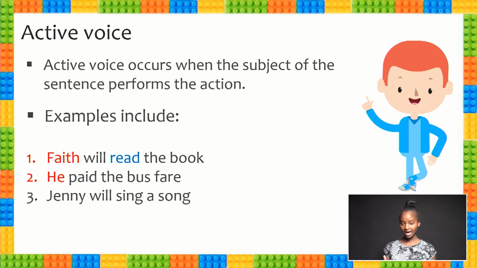He paid the bus fare. We don't know who, but we know he paid the bus fare. The action is paying the bus fare, and whoever did it is he. Jenny will sing a song. Singing is the action, and whoever did it is Jenny. If we say Rogers will be recording, the action is recording, and the person who did it is Rogers. We say Mora will be eating. The action is eating, and whoever is doing it is Mora.